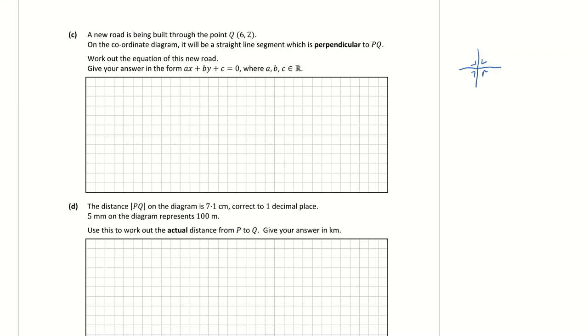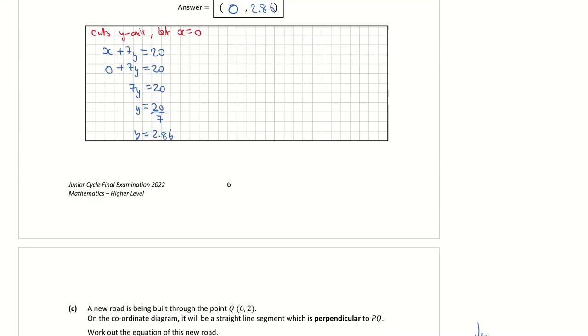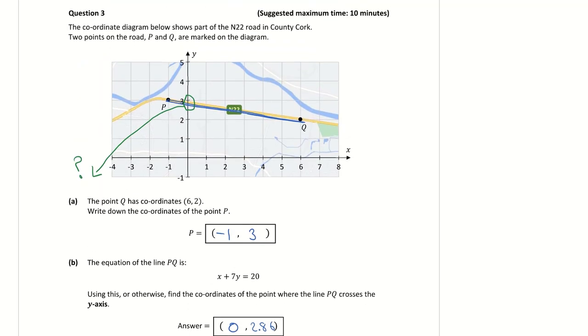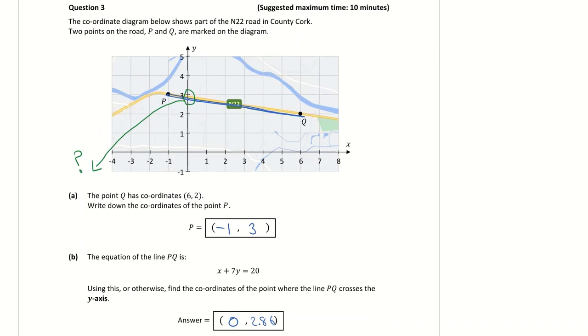Okay, so let's come back to our picture. What's it basically telling us to do? It's trying to get us to draw a line now, which is perpendicular to PQ, and it goes through Q. So our new road or our new line will look something like that. So it has to create a 90 degree angle here with my original line PQ.